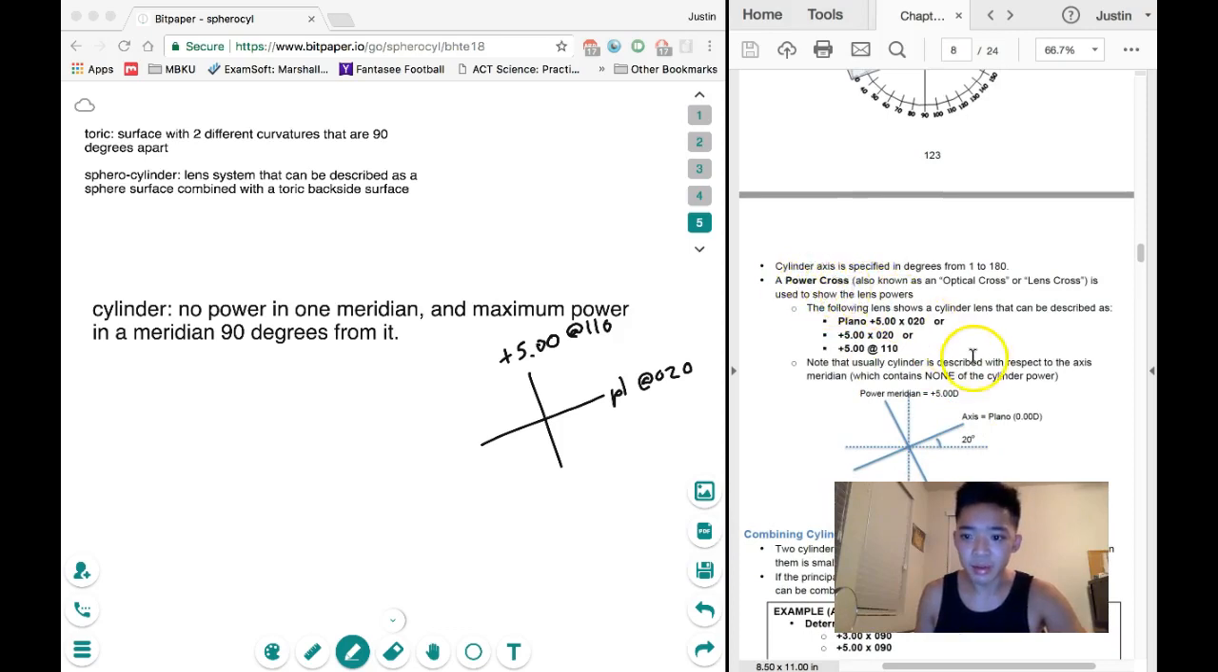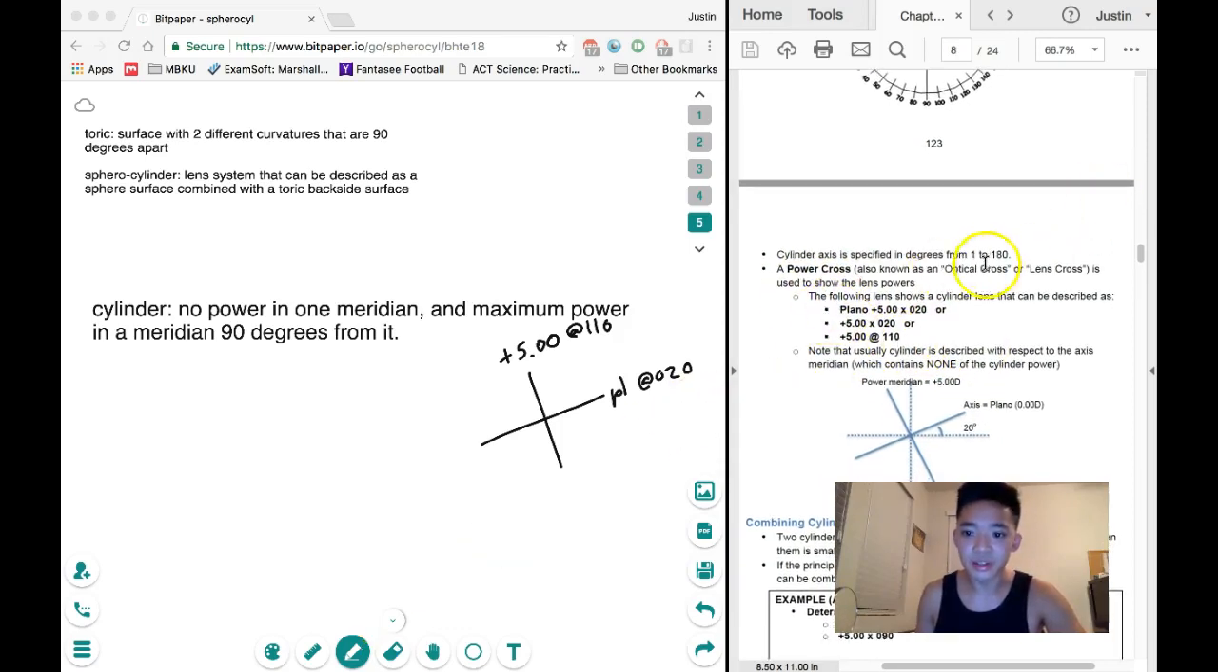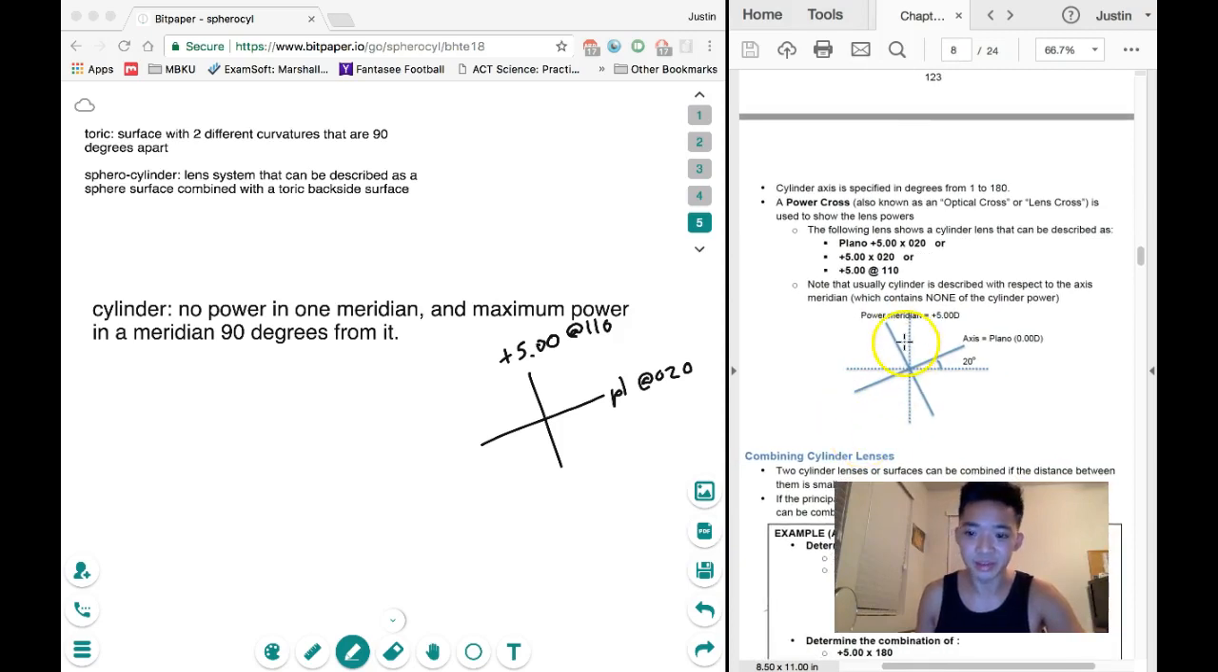A power cross, also known as an optical cross or lens cross, is used to show the lens power. So that's just what I did right here. Drawing this is really helpful. Oh yeah, I didn't even realize it was already in this page. Drawing it really helps with visualizing the power meridian, the axis meridian, where they are, and what the powers are at those particular meridians. What does it say here?